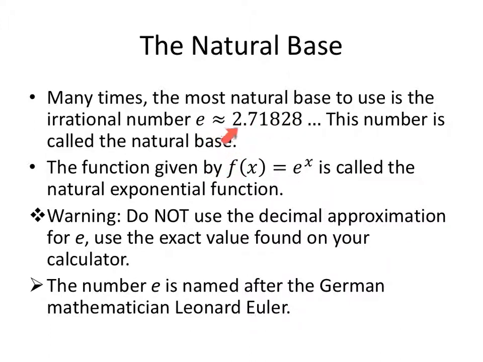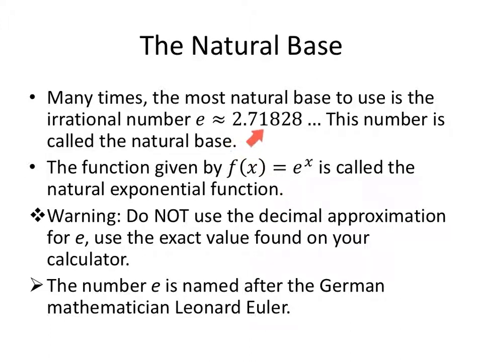If you want to know how e is actually defined, take calculus. We'll get there. The function given by f of x equals e to the x is called the natural exponential function. Keep in mind, I know that e is 2.7 and so on, so it's larger than 1, so I know that this is a graph that is increasing. It has a y-intercept of (0, 1).